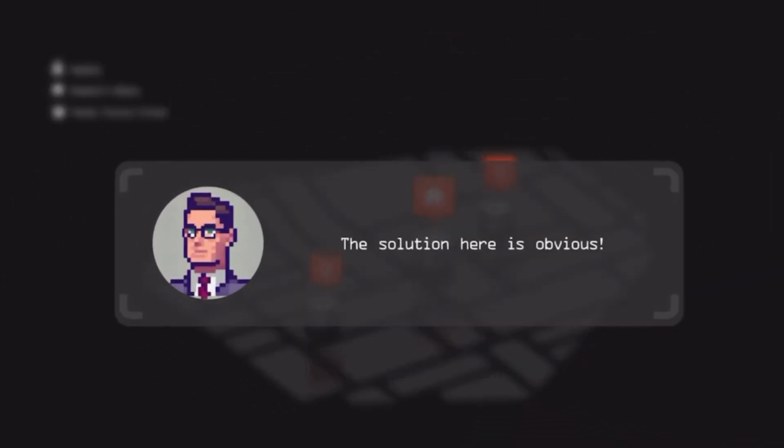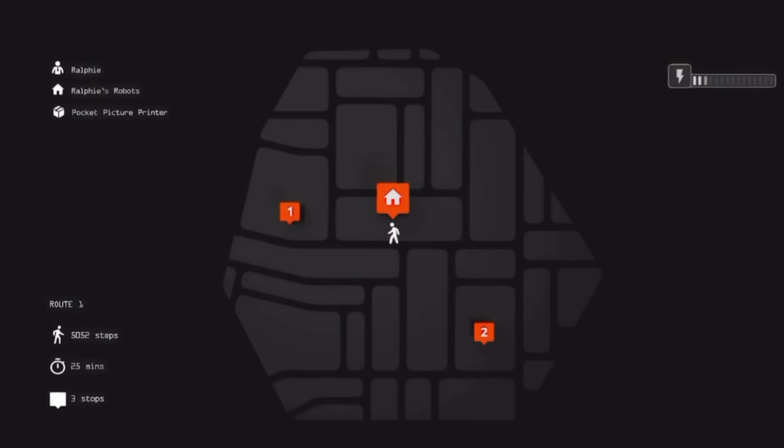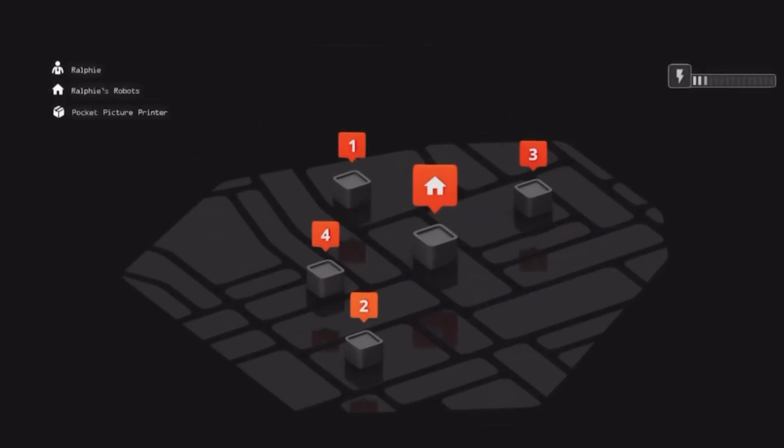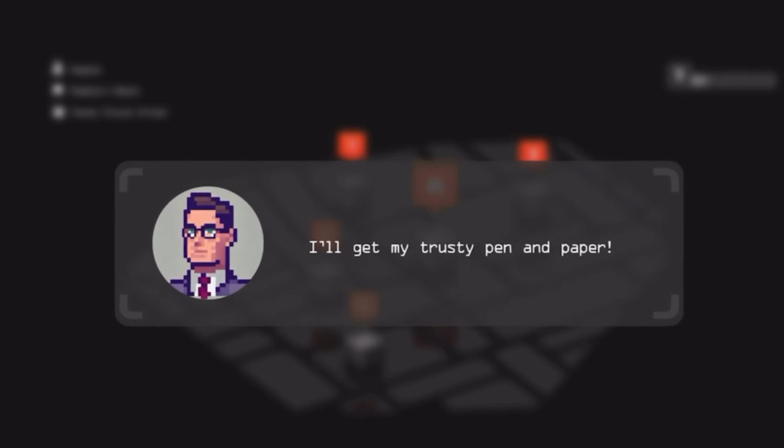The solution here is obvious. You leave the warehouse, walk to your first customer, followed by your second, and then back to the warehouse. It's too easy. The distance would be the same, even if you traveled the whole route backward. Ralphie sees your pocket-printed picture proof of delivery and decides you can handle 4 customers. This route will take some pen and paper planning.